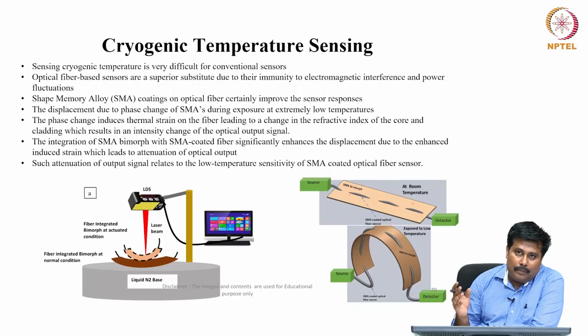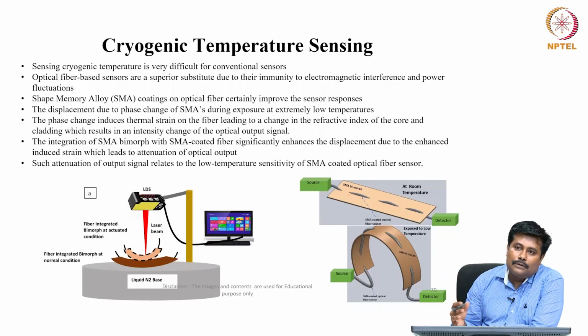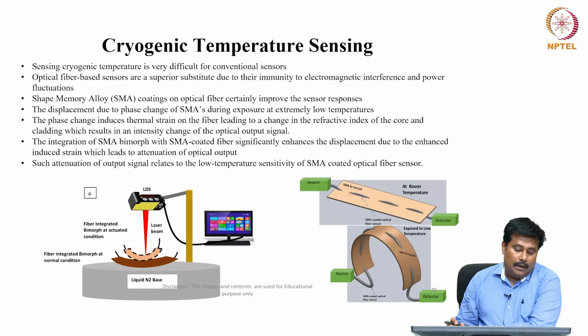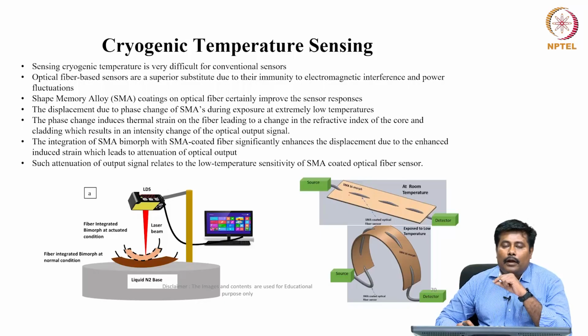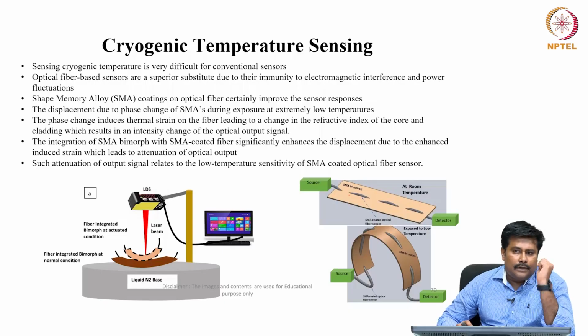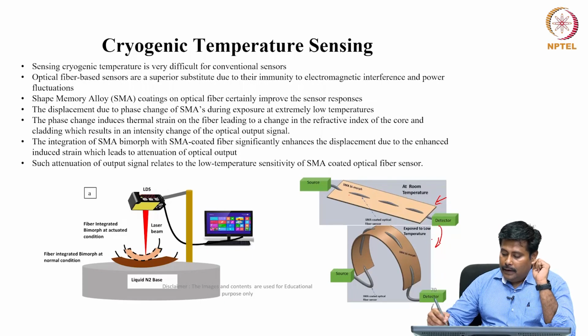So, as far as SMA bimorph is concerned, we have discussed this in the earlier modules, where these SMA bimorphs were developed and deployed for different applications. Now, when we integrate this SMA coated fiber along with the SMA bimorph, this will improve the sensitivity of the system. Ideally, at room temperature, this will be the configuration. When it is exposed to a low temperature, it takes a curled shape. Now, once again, when I shift it back, it comes back to this shape.